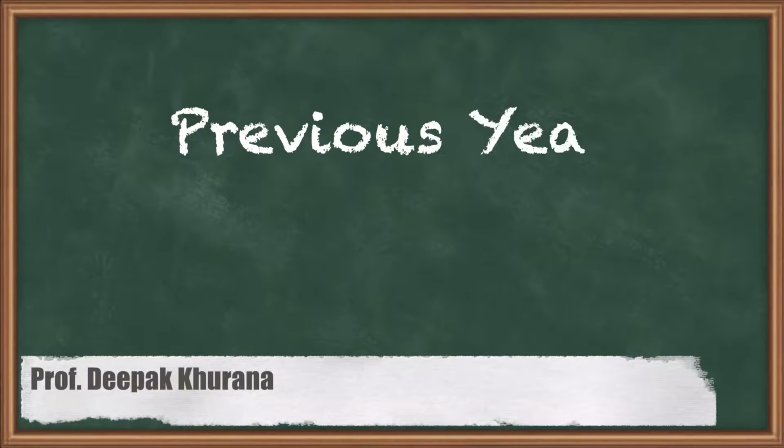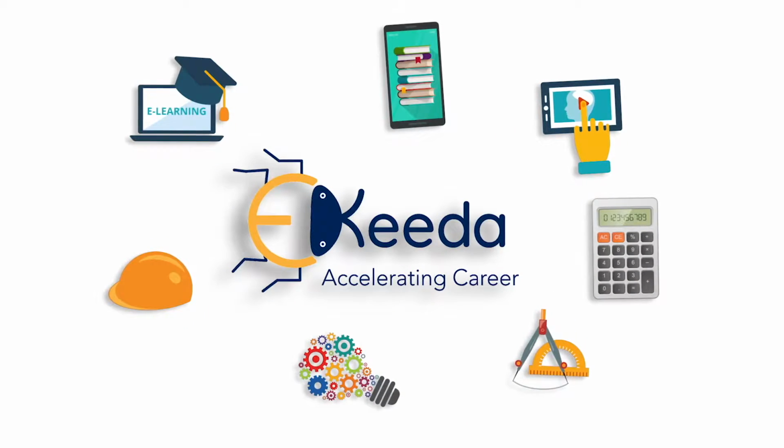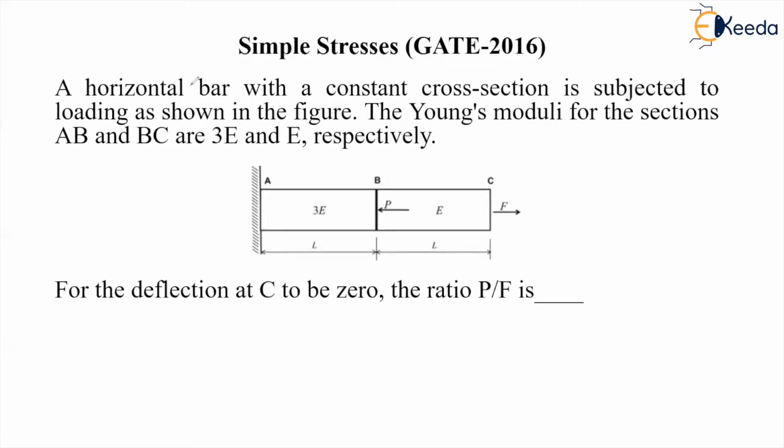Hello students. Let us have a question of simple stresses. This question was asked in GATE 2016. A horizontal bar with a constant cross-section is subjected to loading as shown in the figure. The Young's moduli of the sections AB and BC are 3E and E respectively. The figure is given to us. For the deflection at C to be 0, we have to find out the ratio P by F.